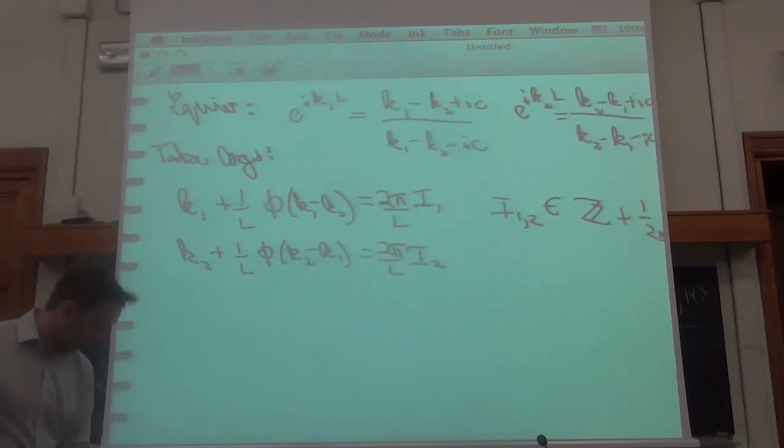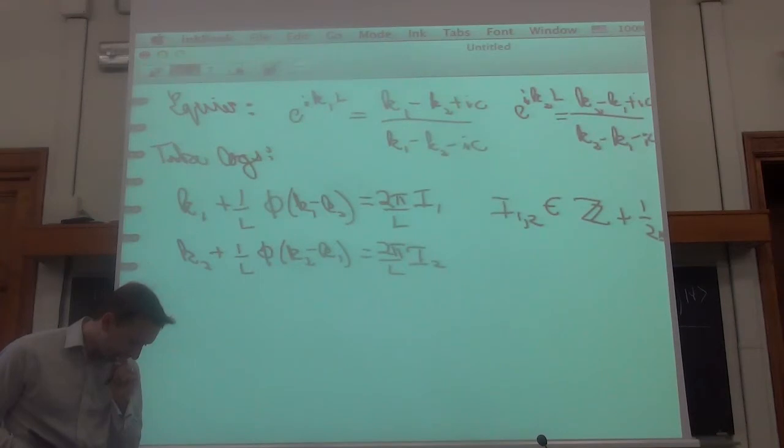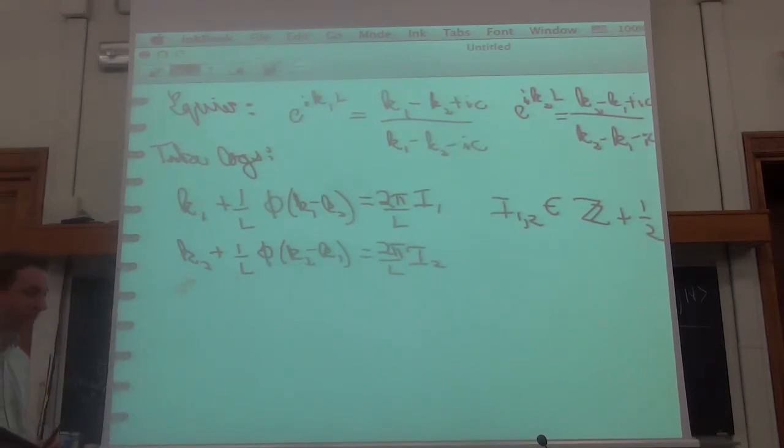So this is the case of two particles, essentially. Maybe some comments.